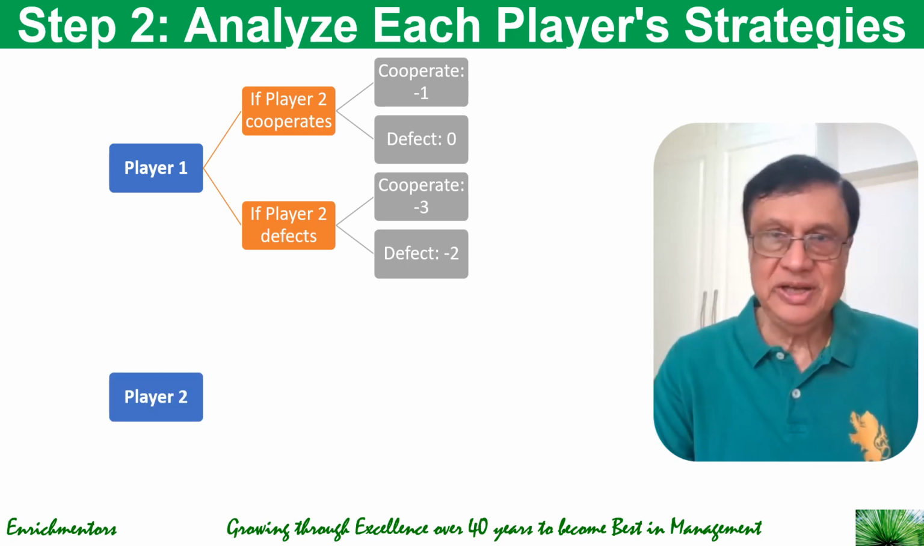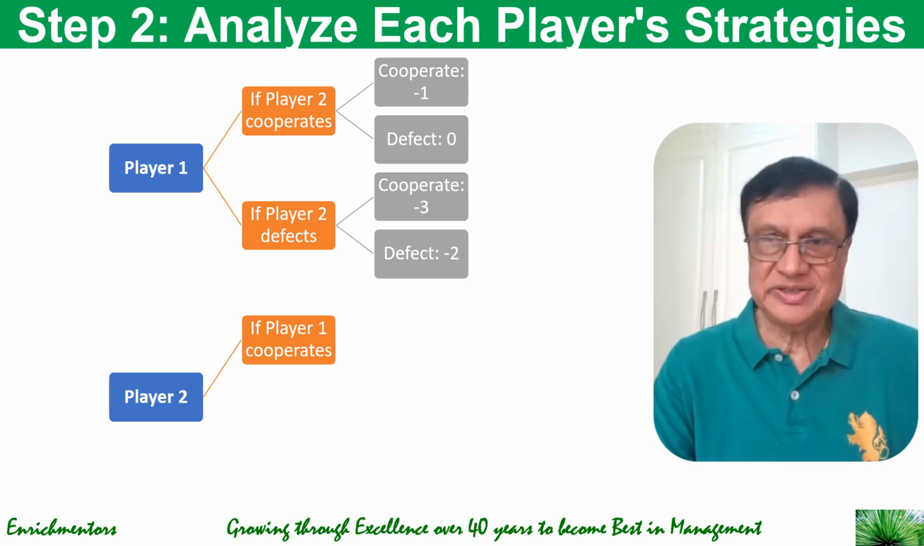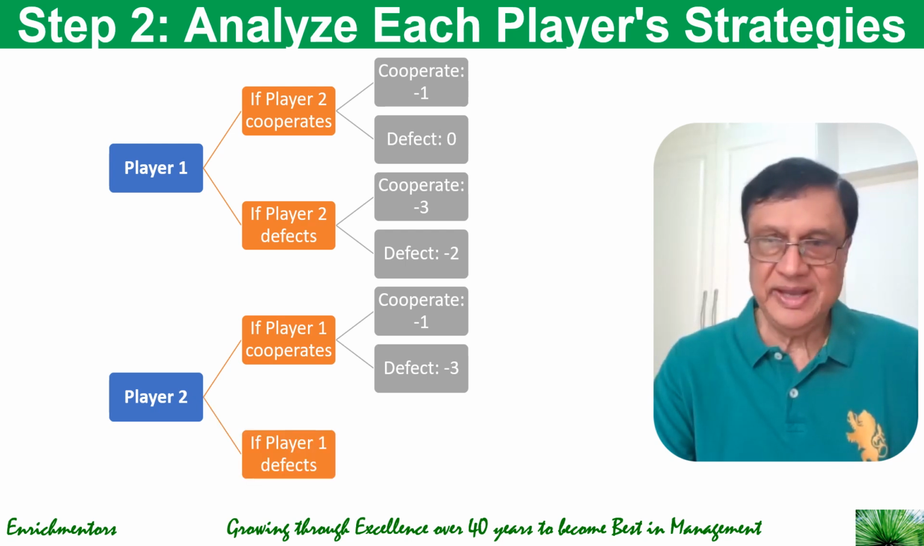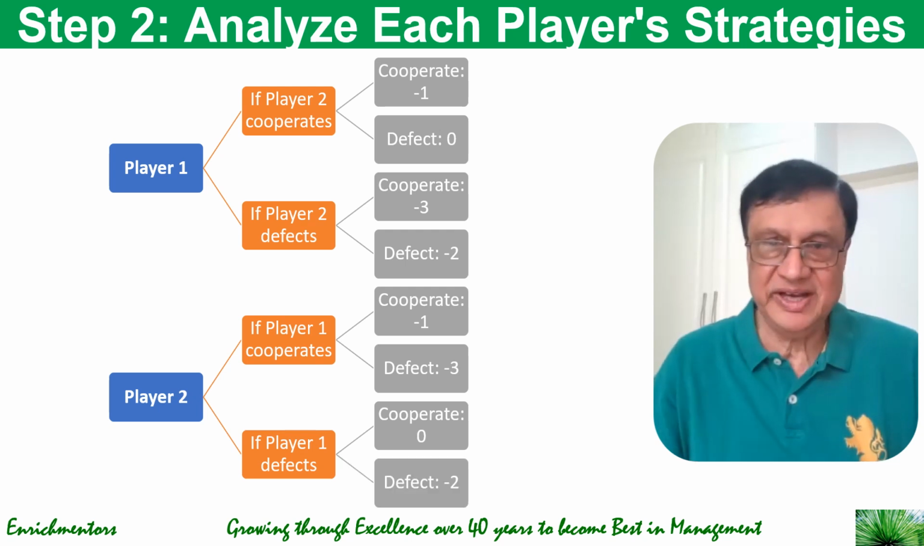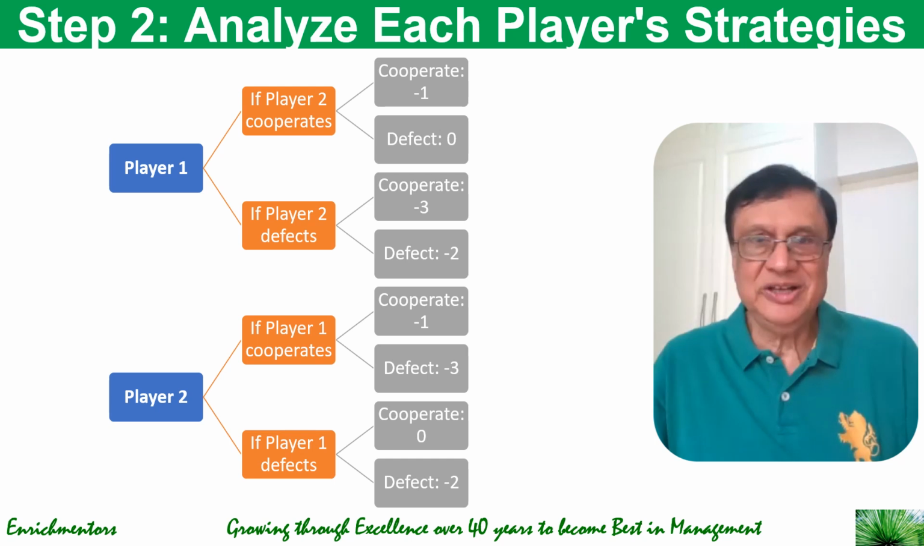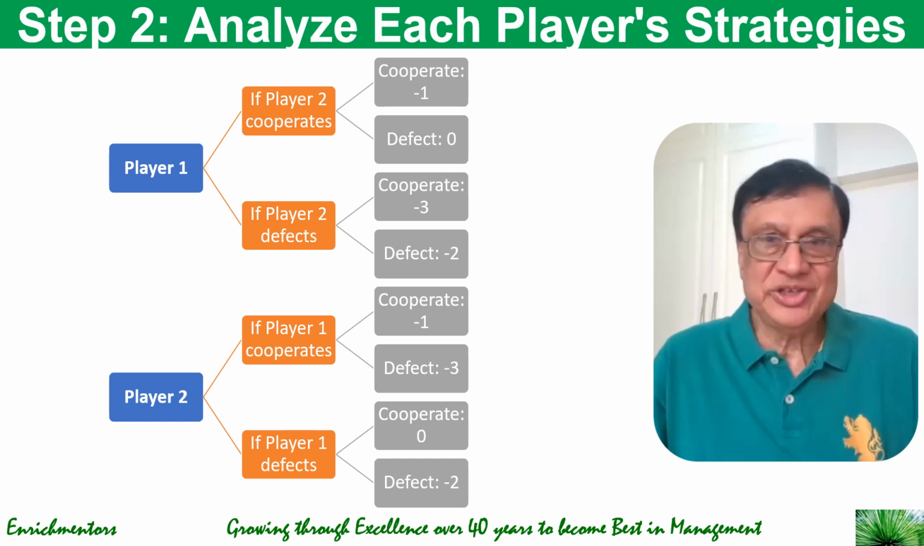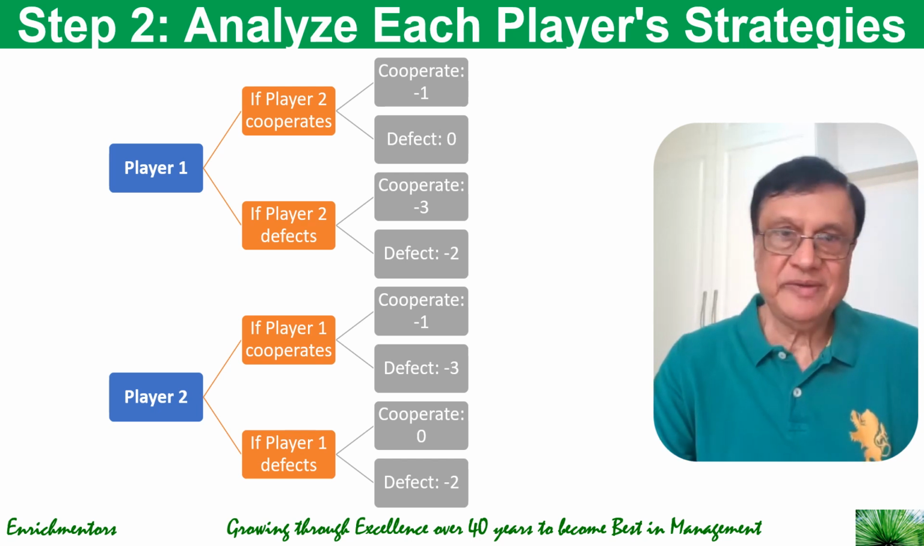Now player 2 similarly has strategies. If player 1 cooperates and player 2 cooperates, he gets 1 year of imprisonment. If player 2 defects, he gets 3 years. If player 1 defects and player 2 cooperates, he gets 3 years, and if he defects, he gets 2 years of imprisonment. So these are the different strategies of the players. You can see there are four combinations of strategies and eight possible payoffs: cooperate or defect for each player, so four combinations.